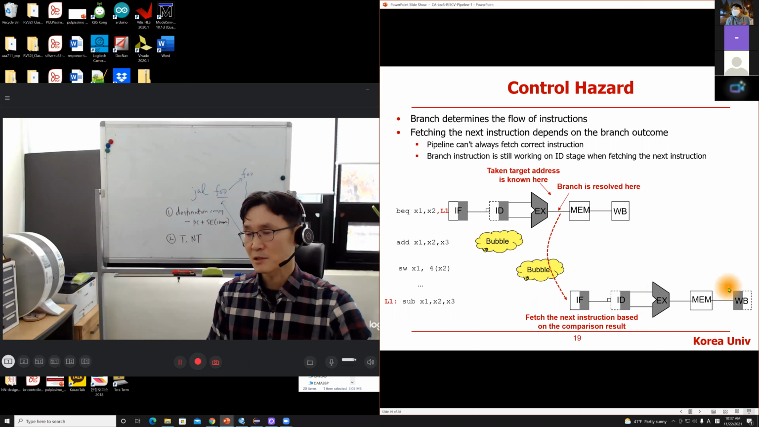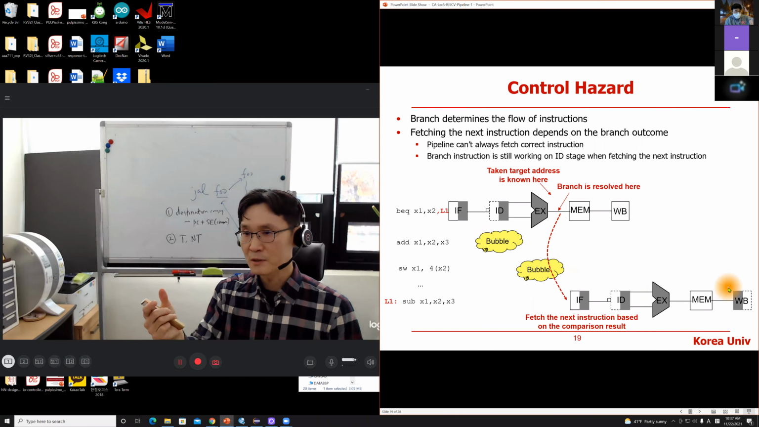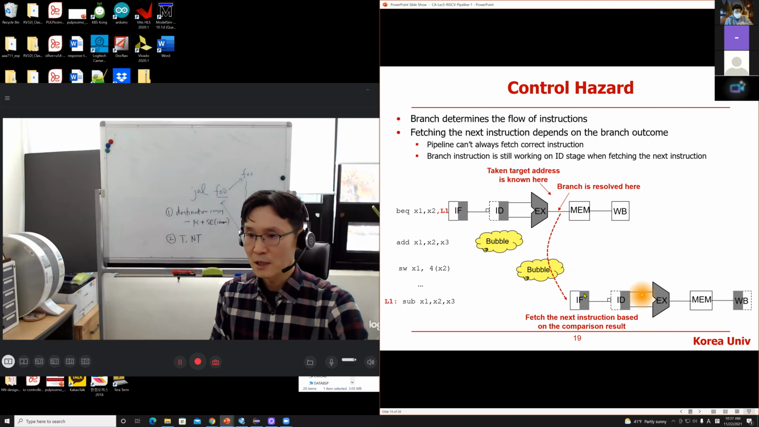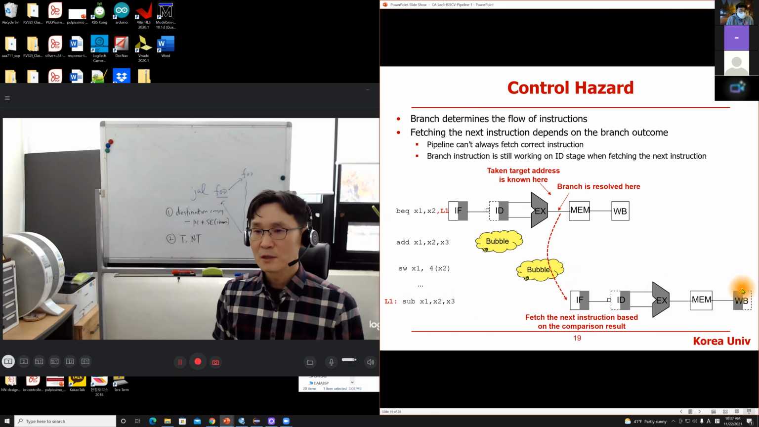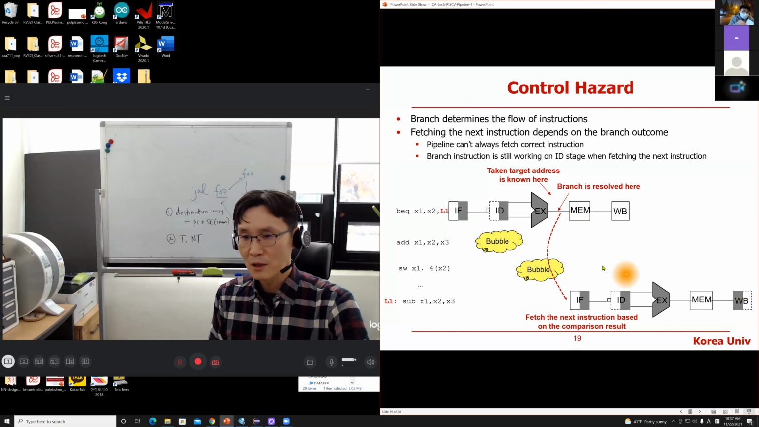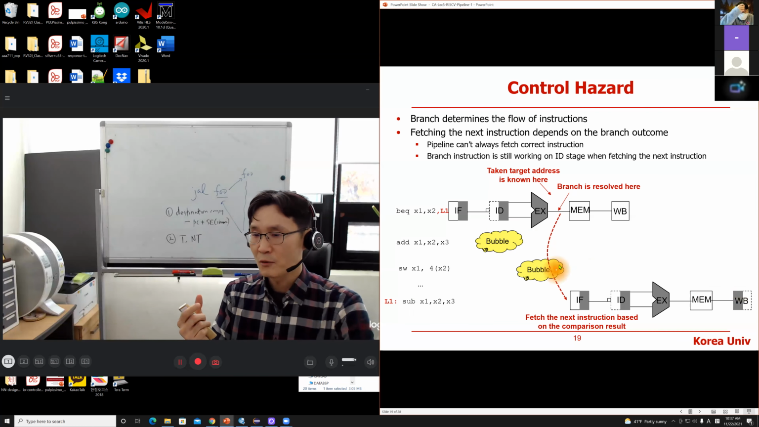Performance issue. Every clock cycle we want to finish one, but because of control hazard, the next instruction, subtraction, is taking 3 clock cycles. So can you somehow reduce these two bubbles to one so that we can reduce some performance penalty?